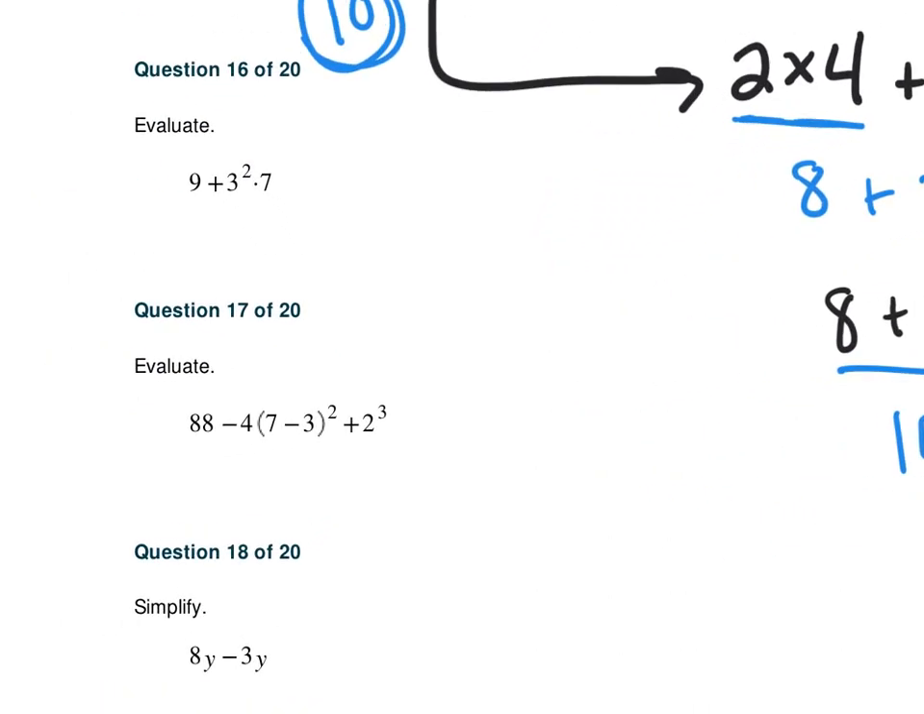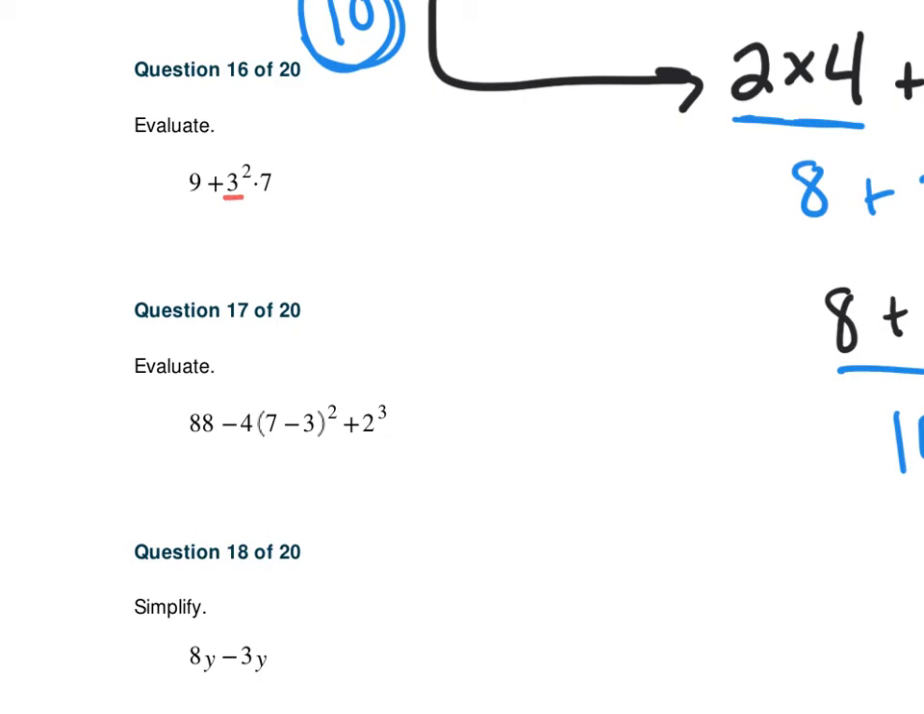And then lastly, we have problem 16. We're going to be taking 9 plus 3 squared times 7. Again, I'm working through PEMDAS, so I'm going to ask myself, are there any parentheses? No. Are there any exponents? Yes, and we'll stop there and we will simplify that.